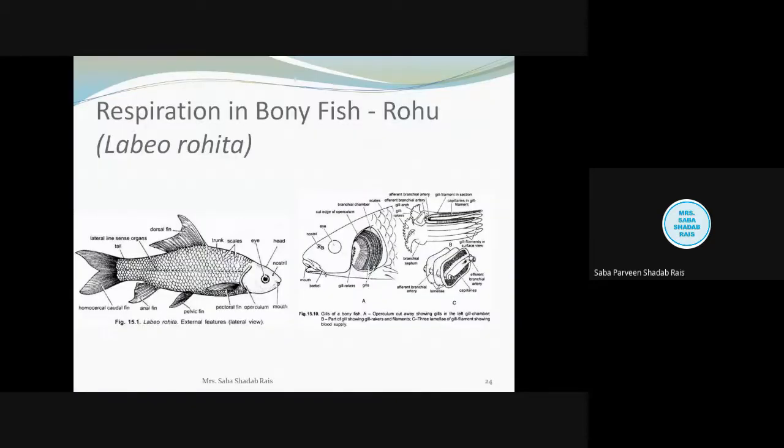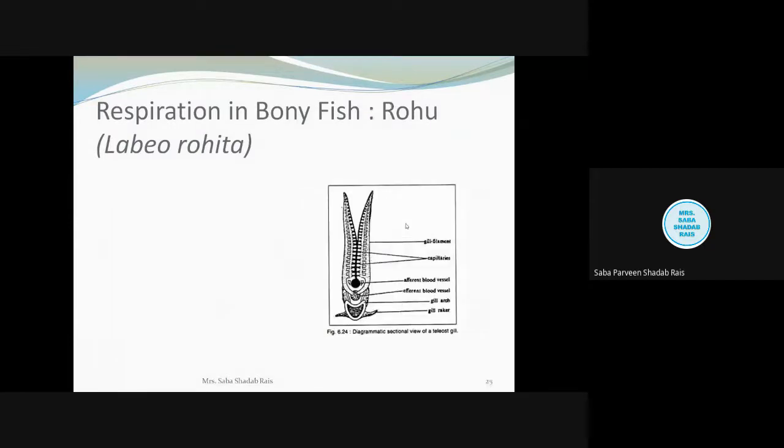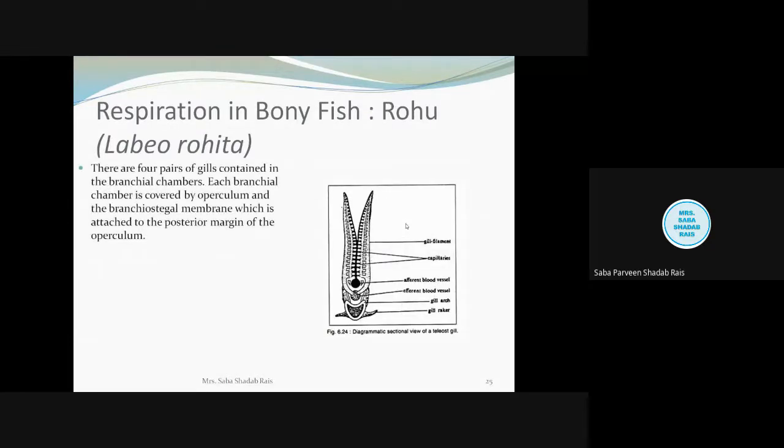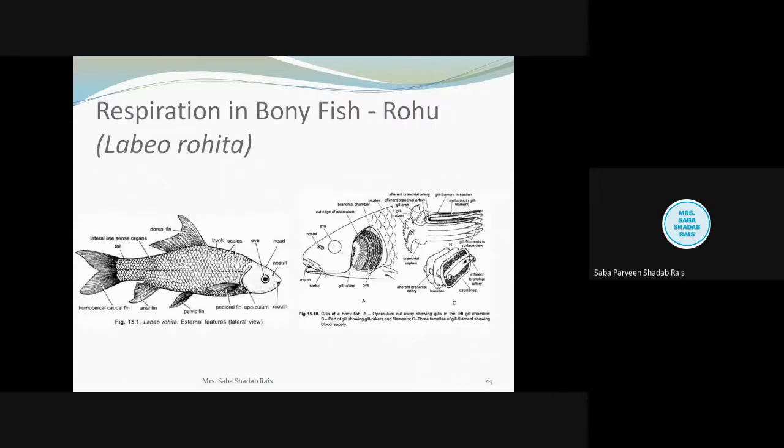Now let us discuss Labeo rohita. When we talk about the anatomy, you will observe that they have four pairs of gills. Now, you will observe the inner surface of the operculum in this diagram. If you observe the inner surface of the operculum, you will see that it is very nicely attached. Now, how to enlarge it?